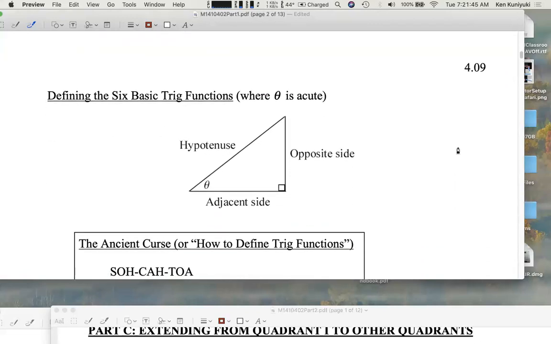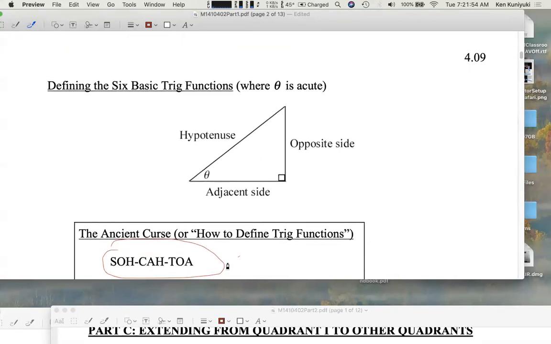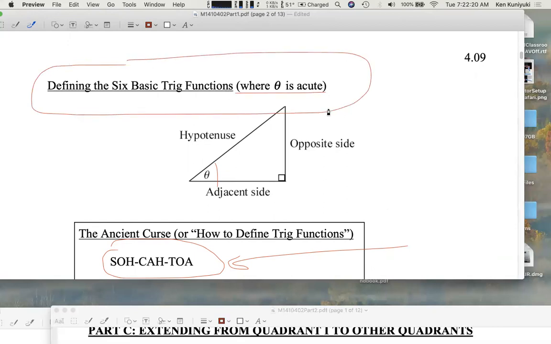Now, let's talk about the ancient curse, Sohcahtoa. Many of you have seen this, many others haven't, but it's really convenient to know this. It's a nice, convenient way of remembering how to develop these ratios for the sine, the cosine, and the tangent of this angle theta. And again, sine, cosine, and tangent are going to correspond to ratios of these side lengths. And we're going to use ratios of side lengths to define these 6 basic trig functions, at least in the case where theta is acute. We'll generalize it later on. Sohcahtoa. What does that stand for?